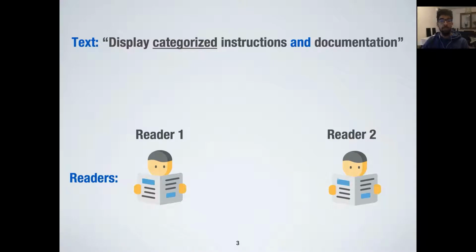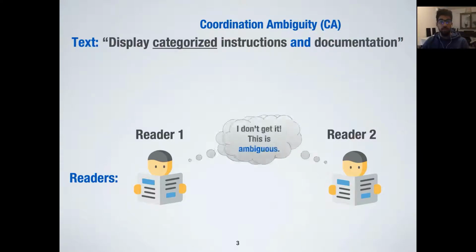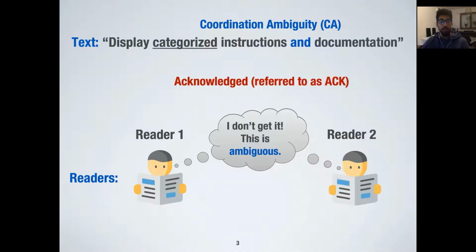First, I will introduce the problem. Ambiguity is a property of text and the interpretations held by the readers of that text. The following requirement has a coordination ambiguity in it. It is unclear what the modifier categorized modifies. Does it modify instructions only or both instructions and documentation? When at least one reader acknowledges the ambiguity in the text, we consider this type as acknowledged ambiguity.